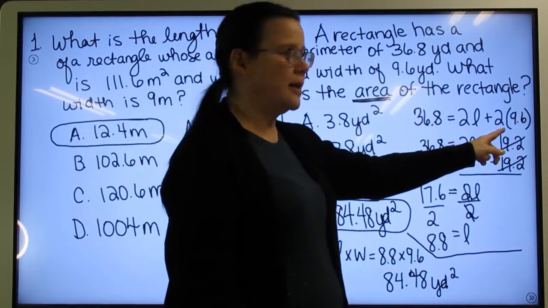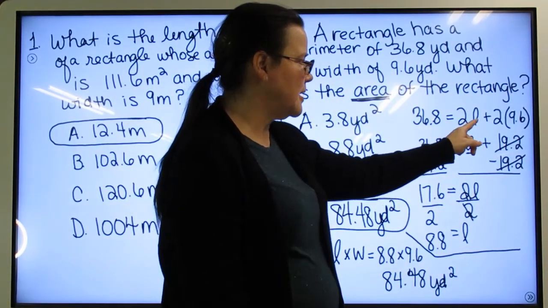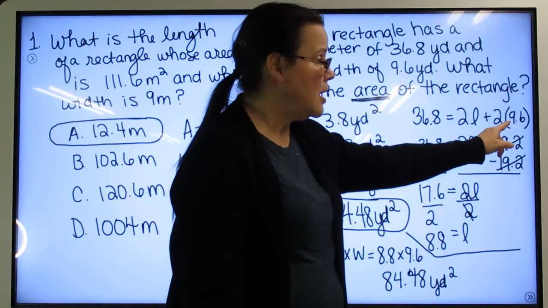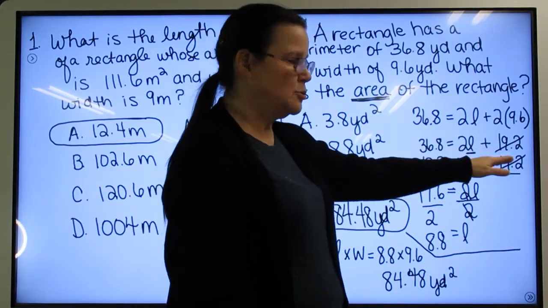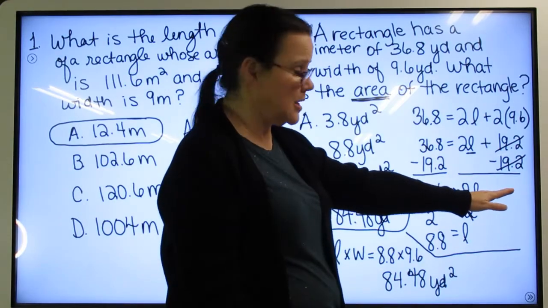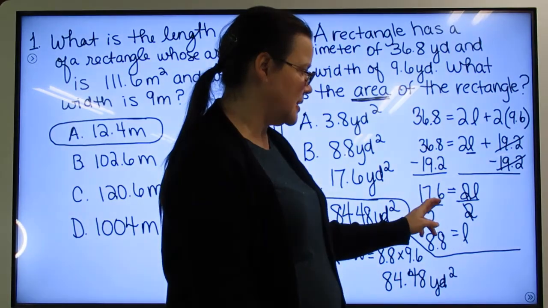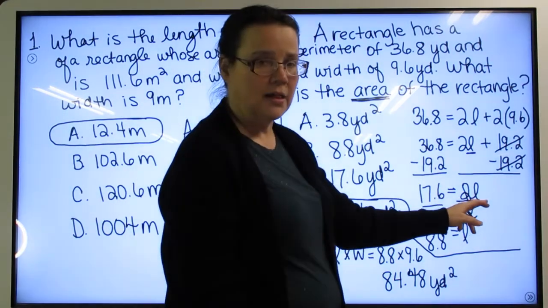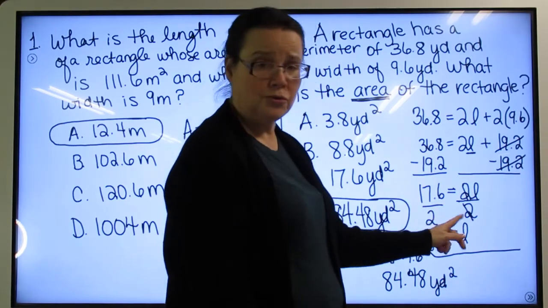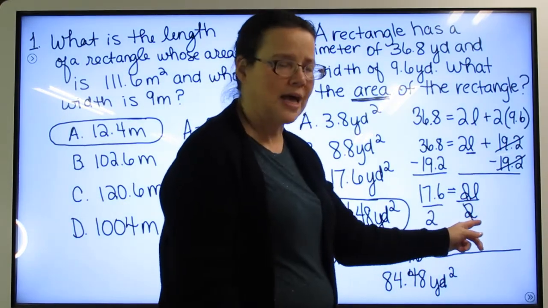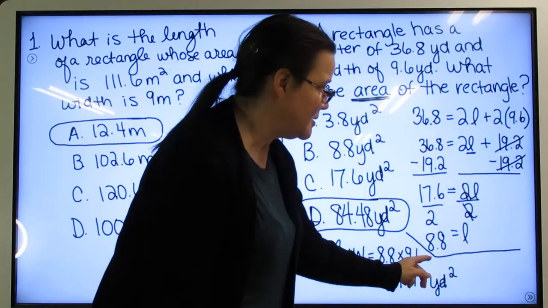And I plug in the numbers to the perimeter. And then I have 2 times the length plus 2 times 9.6 equals 36.8. I subtract the 19 and 2/10 from each side, and then I get 17 and 6/10 equals 2 times L. And the opposite of multiplying is to divide. And I divided 2 on both sides because whatever I do to one side, I have to do to the other. And my length is 8.8.